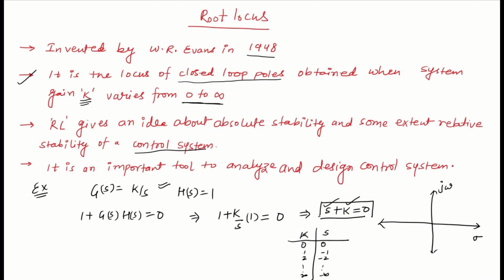If we draw these values of s on this pole-zero diagram, the locus of this s will be the root locus. So, for k equal to 0, we get a pole at the origin, s equals 0, and for k equal to 1, we get s equals minus 1. For k equal to 2, we get minus 2, and so on up to minus infinity. So, this entire negative real axis is the root locus for this system, which is represented by this G(s) equals k by s. This is how we determine the root locus.